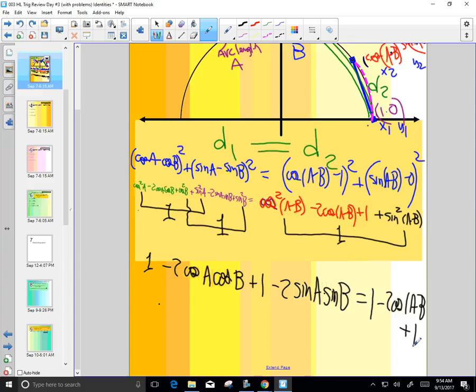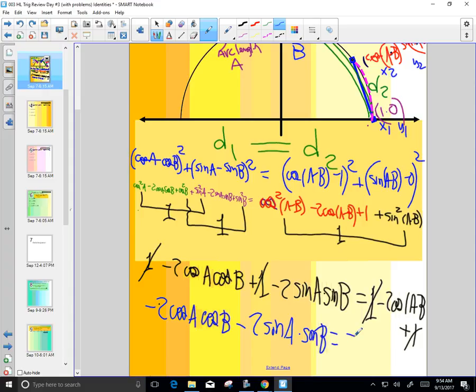And can we lose anything? Yeah. What can we lose, Kurt? Yeah, these two ones can cancel out, and these two ones can cancel out. And so what you'll be left with will be negative 2 cosine A cosine B minus 2 sine A sine B equals negative 2 cosine A minus B.